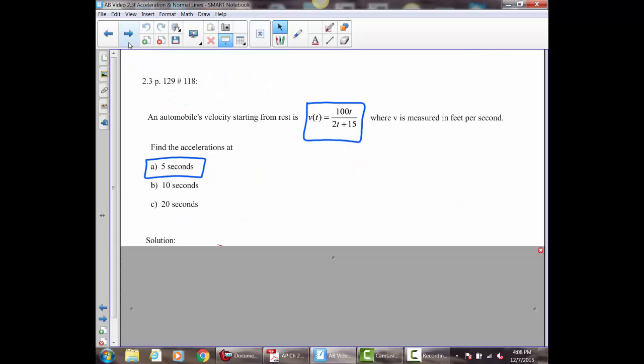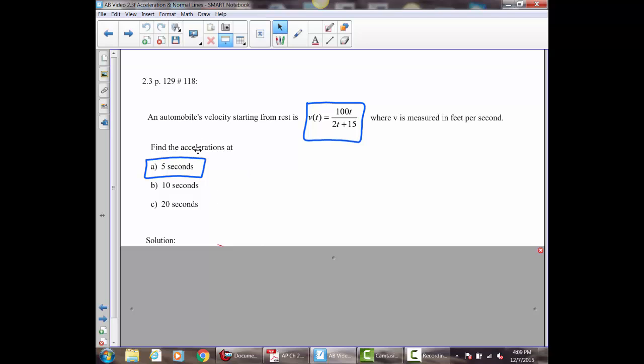So this is page 129, number 118, an automobile's velocity starting from rest. Starting from rest means that the initial velocity is 0. And they give you the equation, so that's nice. The velocity at any time t, starting from rest, is 100t over 2t plus 15, where v is measured in feet per second. The question says find the accelerations at 5 seconds, 10 seconds, and 20 seconds.